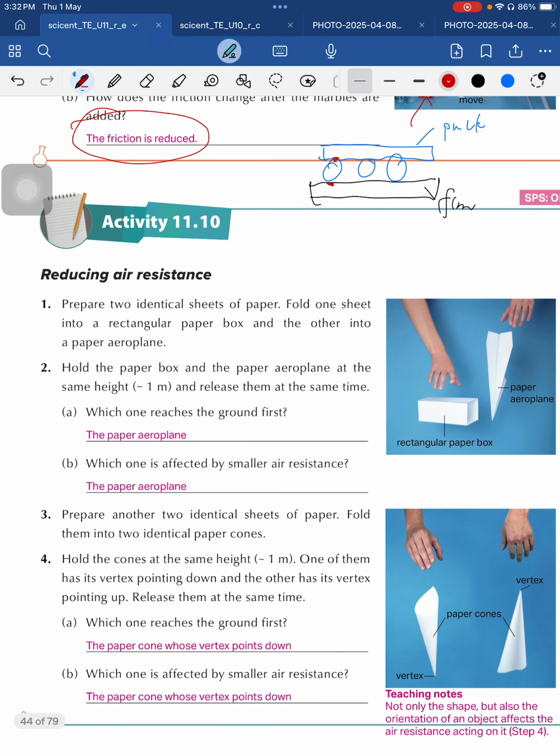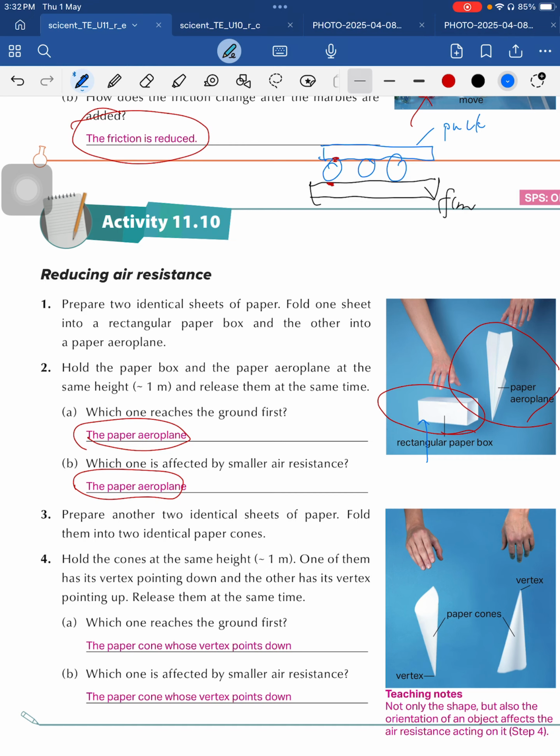So here we have another activity, which is trying to find out about air resistance. We try to put our rectangular paper box and make a paper airplane, just like what we will have in the activity very soon. Which one will reach the ground first? You'll find that the paper airplane will reach the ground faster. So why do we have this? Because the paper airplane has smaller air resistance.